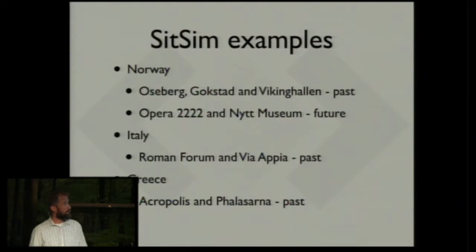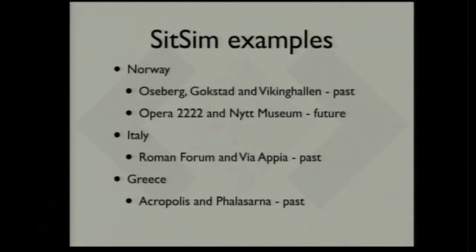Roman Forum and Via Appia. Roman Forum is just nearby the Colosseum, so it's a really beautiful area where you can find buildings that are over 2,000 years old. With this app, you can actually see them at their peak, what they looked like when they were just built, instead of just ruins or just a small altar and so on.